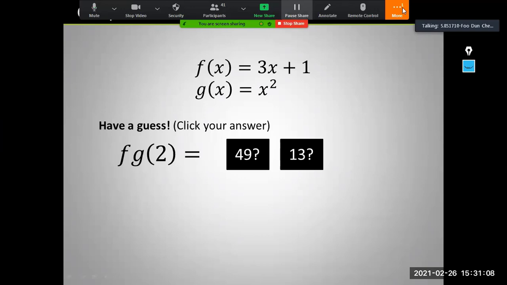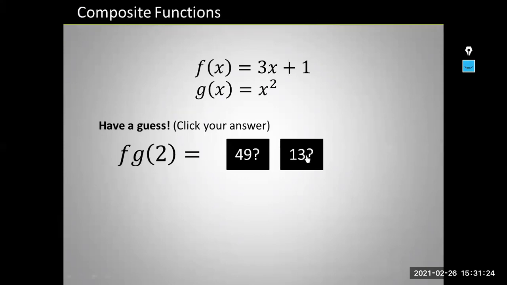What's the answer? 13. Okay, Daniel said 13. What about the rest? Yeah, 13. Okay, Ruhin, Sanji, Esther. Okay, very good. The answer is 13.